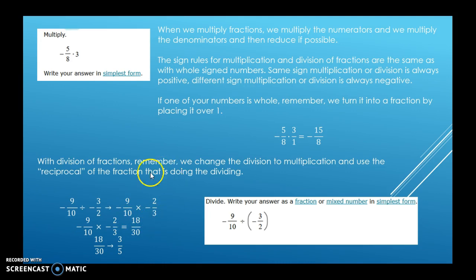So once we change it to a multiplication problem, we know how to multiply. You multiply across the top, then you multiply across the bottom. So -9 times -2 is a +18. 10 times 3 is 30. Final answer, always make sure it's in lowest terms. We can divide top and bottom by 6. They have a common factor of 6. So we end up with a +3/5.